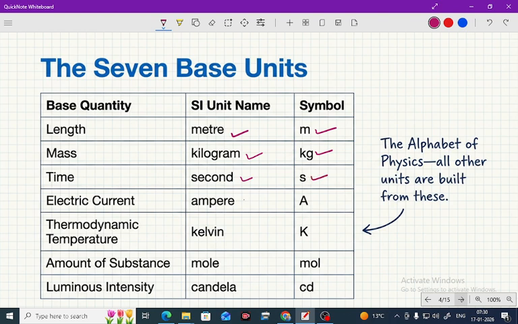Electric current is measured in ampere, symbol A. Thermodynamic temperature is measured in Kelvin, symbol K. Amount of substance is measured in mole, symbol mol. And luminous intensity is measured in candela, and the symbol is cd. The alphabet of physics: all of the units are built from these.